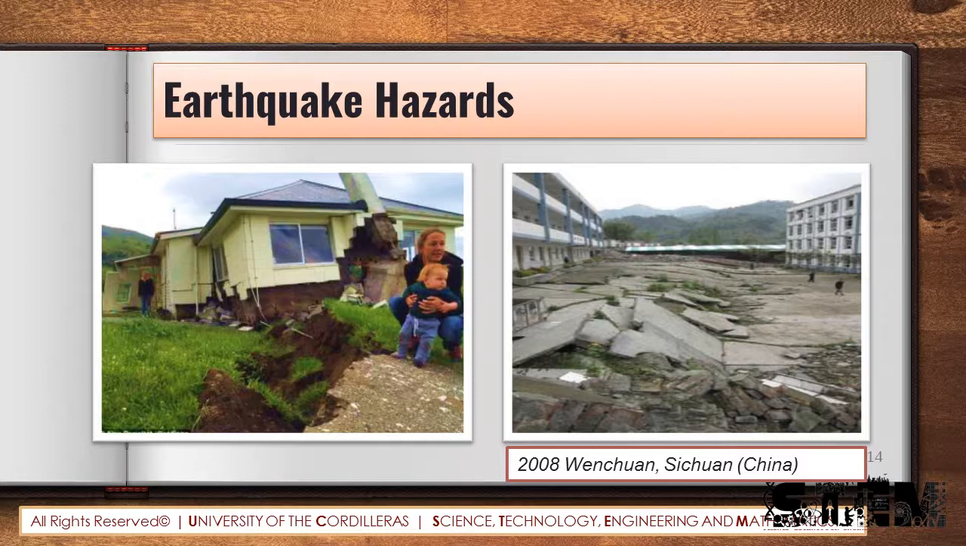So what happened here, the two buildings that you can see in this photo is actually a high school building, and then it was built along a fault line. When the two plates move, then you can see that rupture is present.